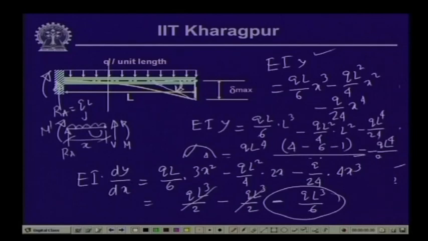So, at this point if we draw the tangent, this gives us a clockwise rotation, which is minus q L cube by 6. So, dy/dx at x equals L is minus q L cube by 6 E I. This is the value of the slope at the free end, and the deflection at the free end is equal to q L 4 by 8 E I.